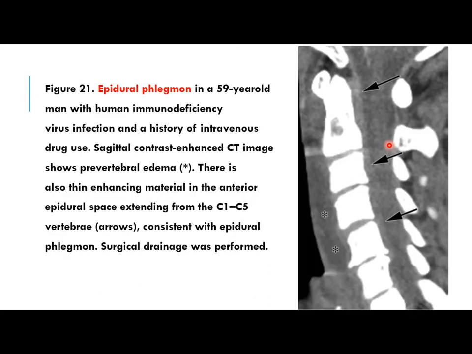But for the epidural phlegmon, this is a case of epidural abscess in a 59-year-old man with human immunodeficiency virus infection and intravenous drug use. This shows prevertebral edema, and there's also thin enhancing material in the anterior epidural space, extending from the C1 to C5 level. This is consistent with epidural abscess formation.